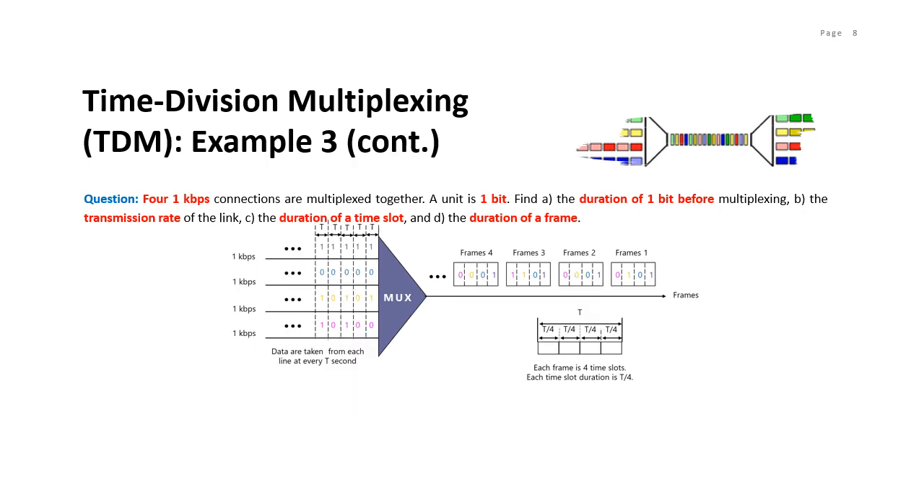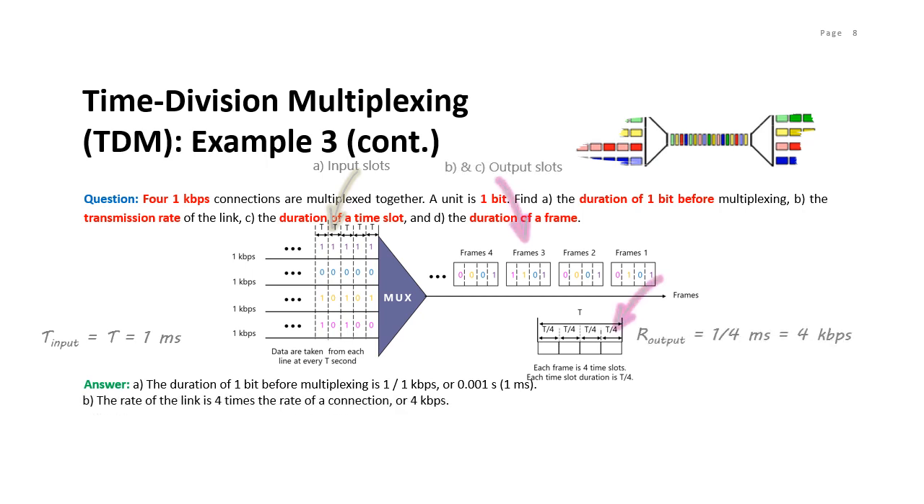We can answer the question as follows. For A, the duration of 1 bit before multiplexing, meaning the input bit duration, is 1 over 1 kilobit per second, or 1 millisecond. For B, the rate of the link is basically 4 times the rate of a connection. By connection, it means the input rate before the multiplexing. So you shall get 4 kilobit per second.